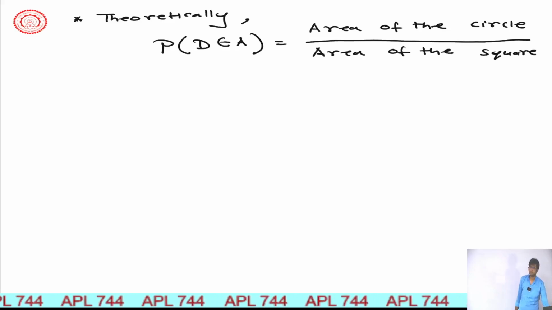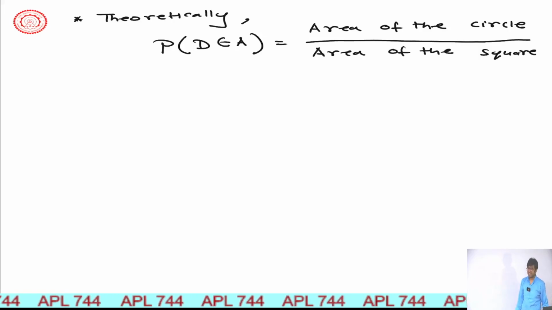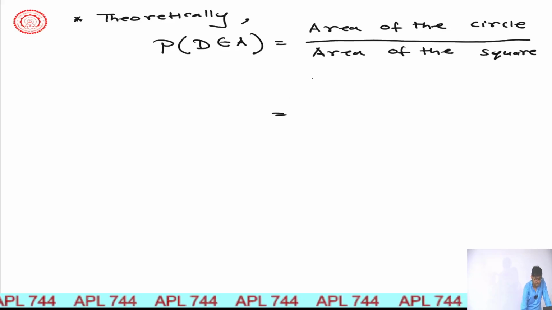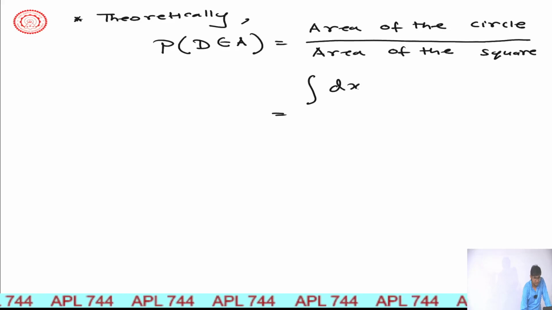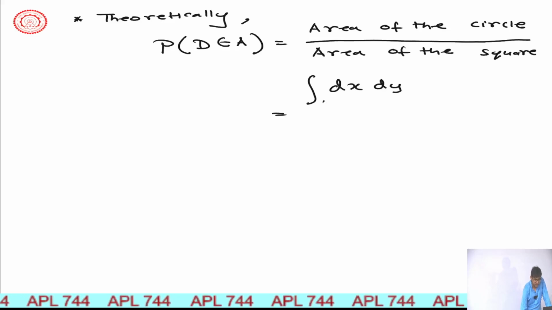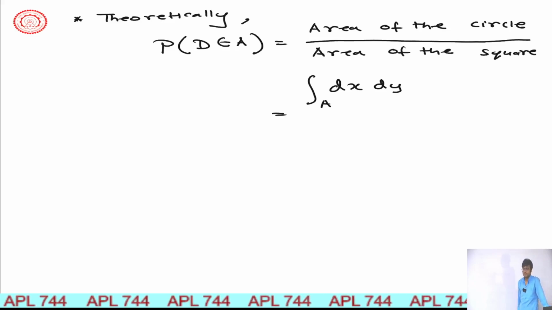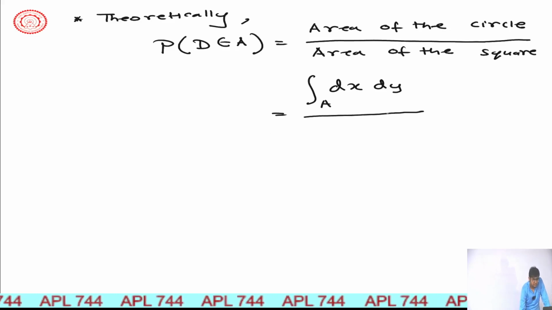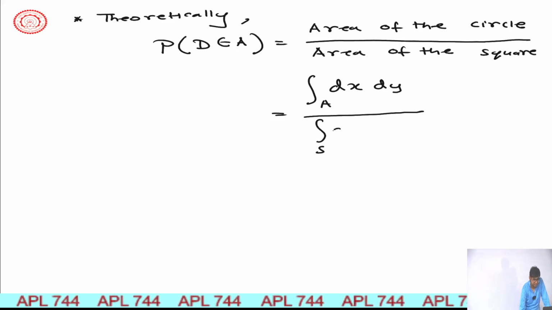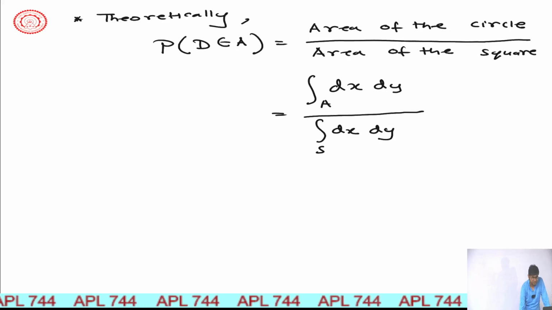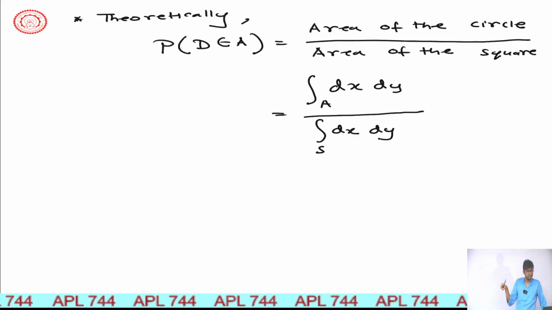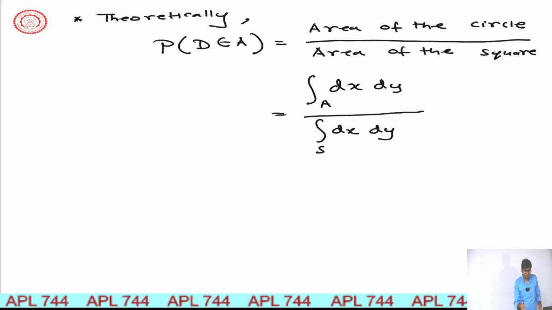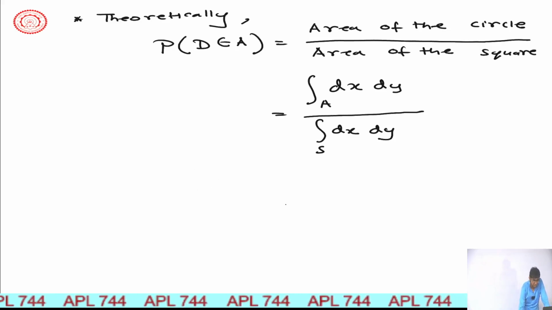Okay. Now, if I write it in integral form, because area can be computed as an integration, this is equal to the integration over A, that is the circular area, of dx dy, divided by the integration over S of dx dy, where S is the square area. Make sense? Simple. Now see what I am writing, whether that is making sense or not.